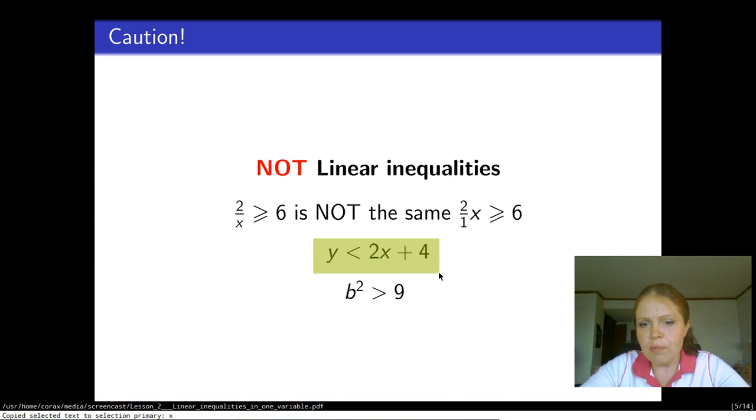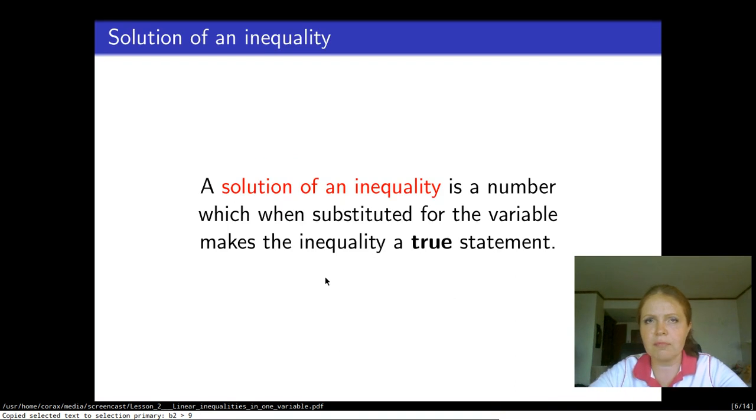This one is an example of a not linear inequality in one variable because it contains 2 variables, y and x. We are talking about linear inequalities in one variable, so there should be only one variable. And this example is not a linear inequality because it has just one variable, but it's raised to the power of 2. It's not linear. Please be careful with that one.